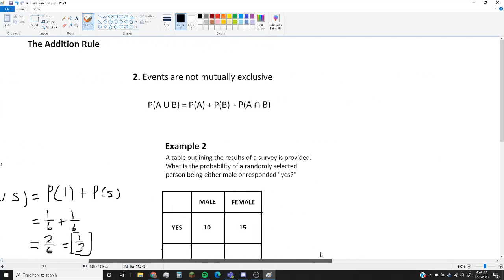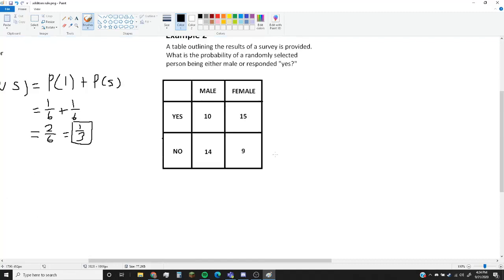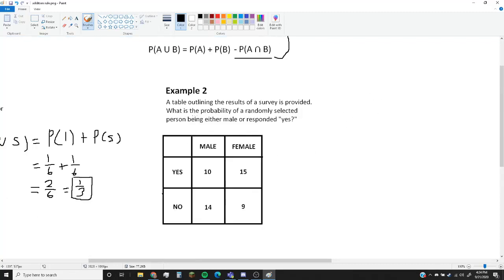So moving on to number 2 over here, we've got the second iteration of the formula, stating when the events are not mutually exclusive, meaning that you can get one element from the sample space being both A and B, the probability of A union B is the probability of A plus the probability of B minus the probability of A intersect B. So let's do example 2, knowing that.